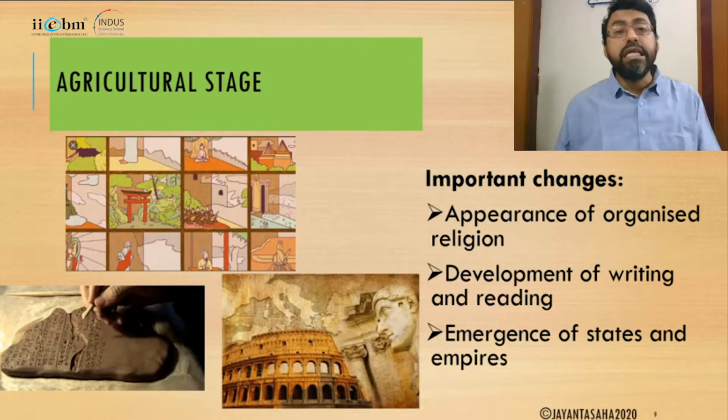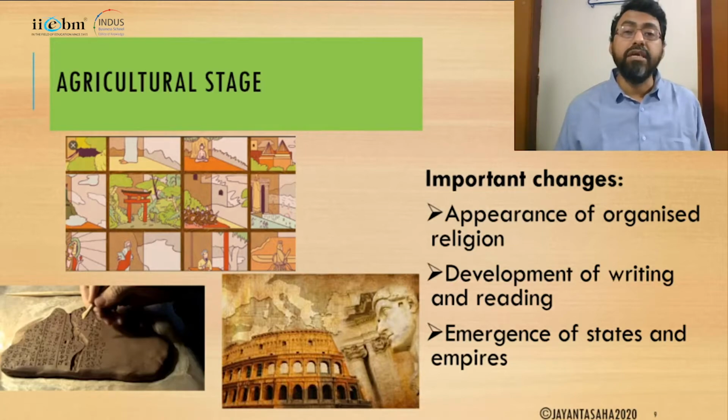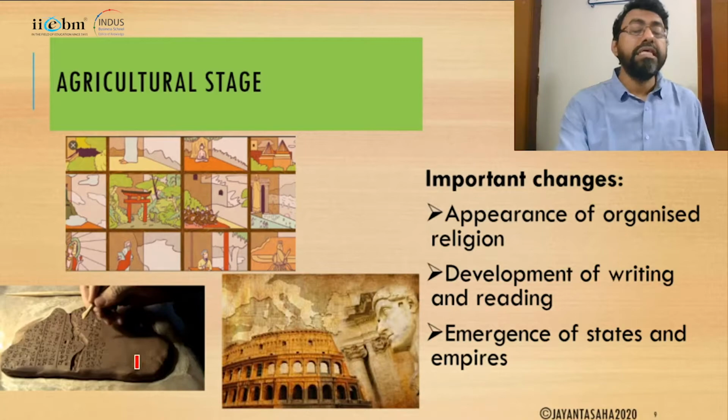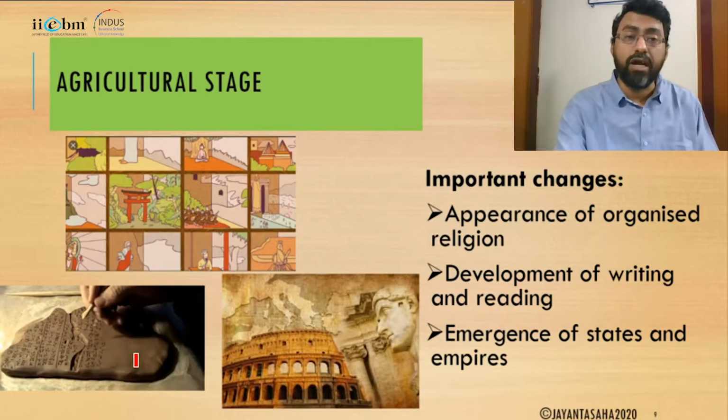Unlike in the earlier stage where reading and writing was not there, in this particular stage, reading and writing came into play. In this slide, somebody is writing on a clay tablet. So the concept of writing, making certain markings and somebody else being able to read it, means record keeping is happening. Future generations will learn from the knowledge the previous generations acquired.